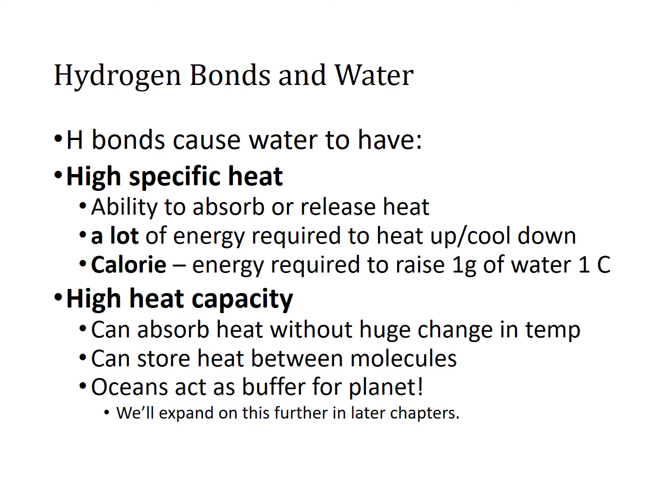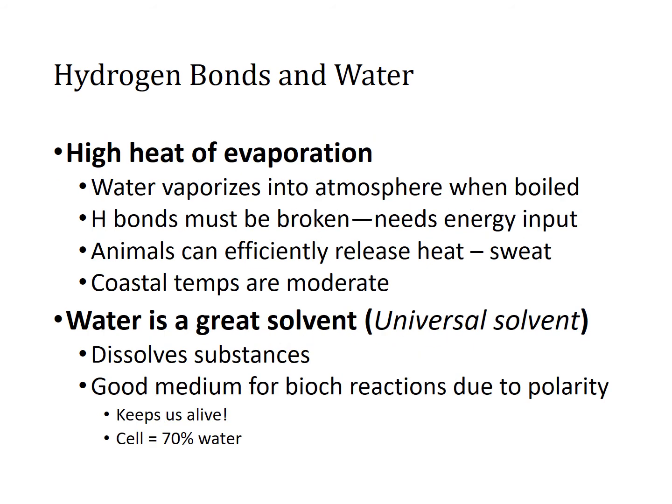So hydrogen bonds cause water to have very distinct characteristics, and I would know the characteristics of water for a lecture exam. So hydrogen bonds cause water to have a high specific heat. Water has a high heat capacity. It can absorb heat without a huge change in temperature. Water has a high heat of evaporation, so it vaporizes into the atmosphere when boiled. Animals release heat, like by sweating.